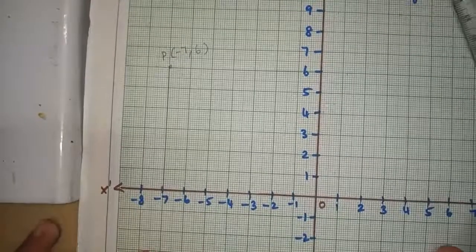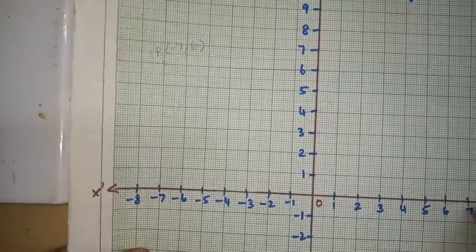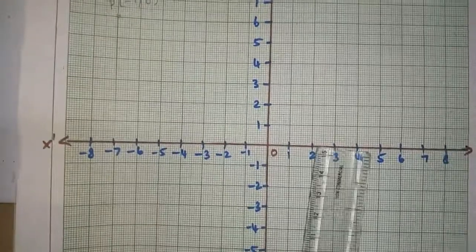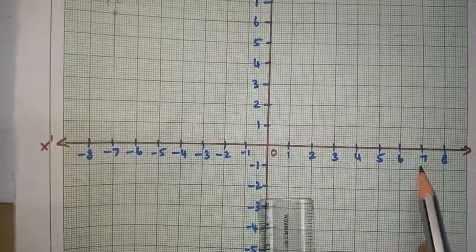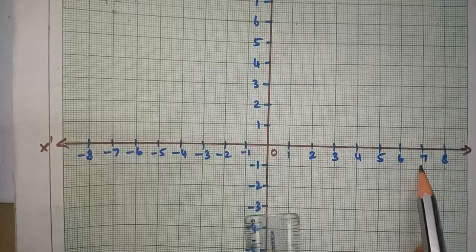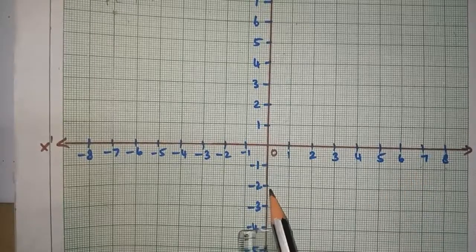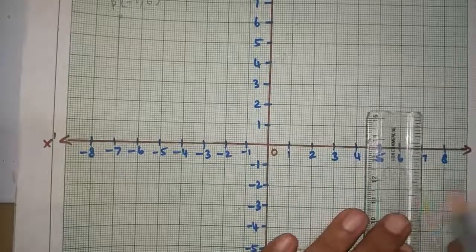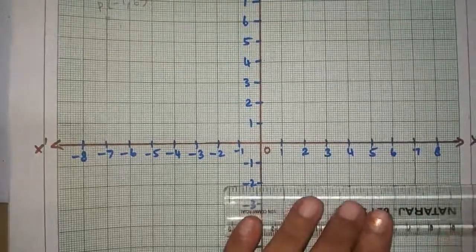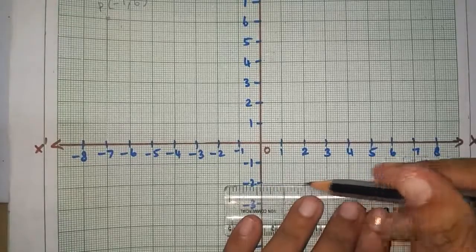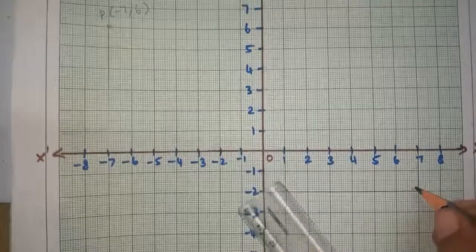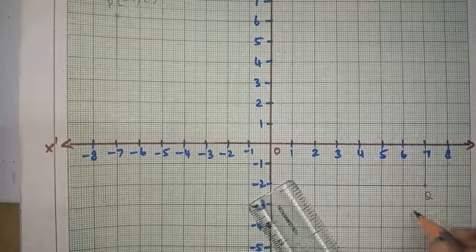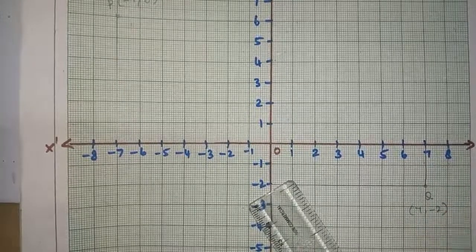Then the next point is Q of 7, minus 2. So for Q of 7, minus 2, 7 is a positive integer and minus 2 is a negative integer. It lies in the fourth quadrant. So the point is 7, minus 2. So here put the point as Q of 7, minus 2.